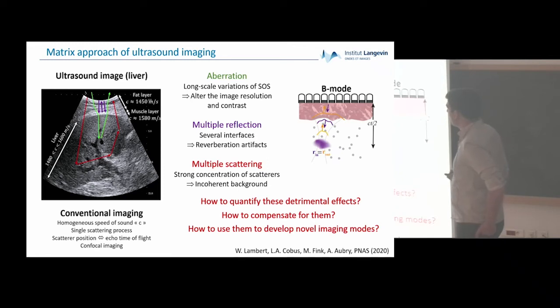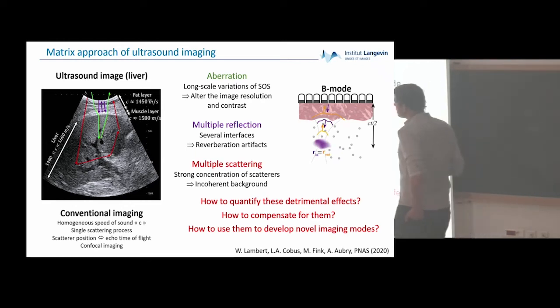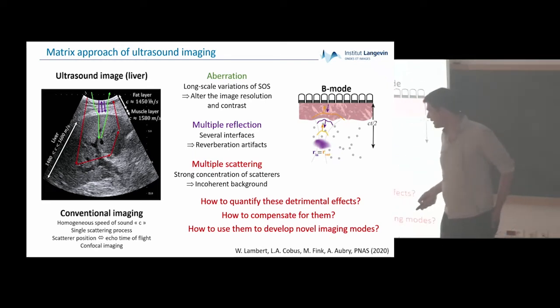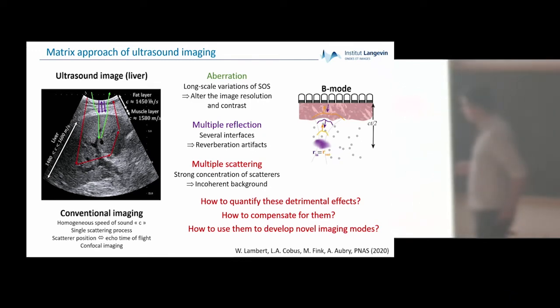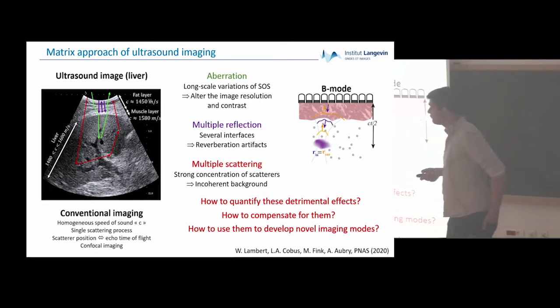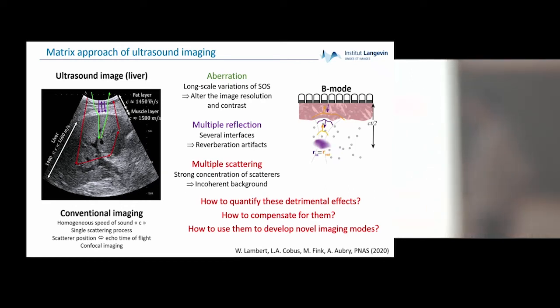On top of that, you can have multiple reflections between organ walls, here between the skin and the surface of the liver, and it can lead to reverberation artifacts, and that again can prevent you from seeing some interesting features in the image. And on top of that, something that is generally completely neglected in ultrasound imaging, you can have multiple scattering, meaning that the wave is scattered several times before coming back towards the probe. This contribution was actually not considered in ultrasound imaging, and I will show you that it is far from being negligible in this kind of image.